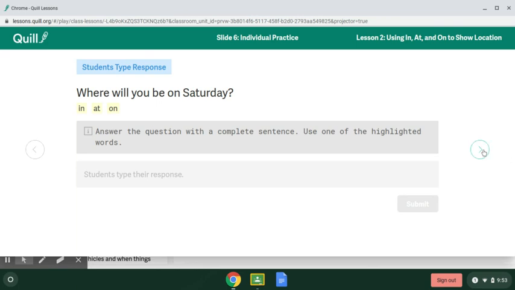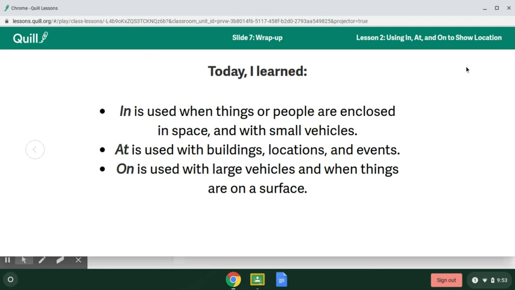So depending on what we're describing for the location, determines which one of those prepositions I'm going to use. So what did we learn today? Today we talked again about these three prepositions in, at, and on, but today we talked about how they can be used to describe the location. In is used when things or people are enclosed in a space and with small vehicles. At is used with buildings, locations, and events. And then on is used with large vehicles and when things are on a surface.